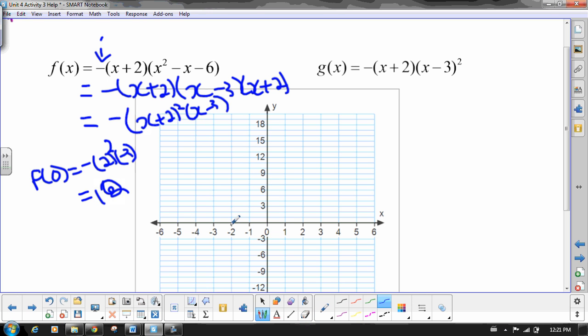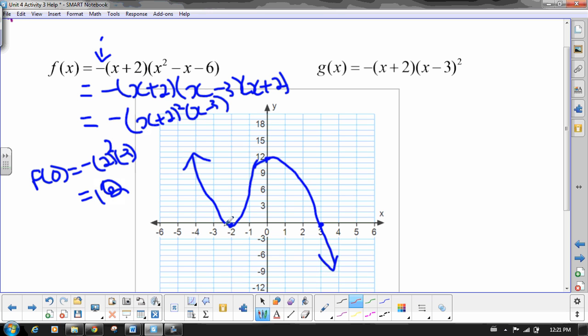Okay, so my intercept is at 2. We're at 3. That's right, 2 squared is 4. So it's going to be at 12. Okay, and then the same reasoning. So I'm just going to sketch this. And that's good enough for what we have right now.